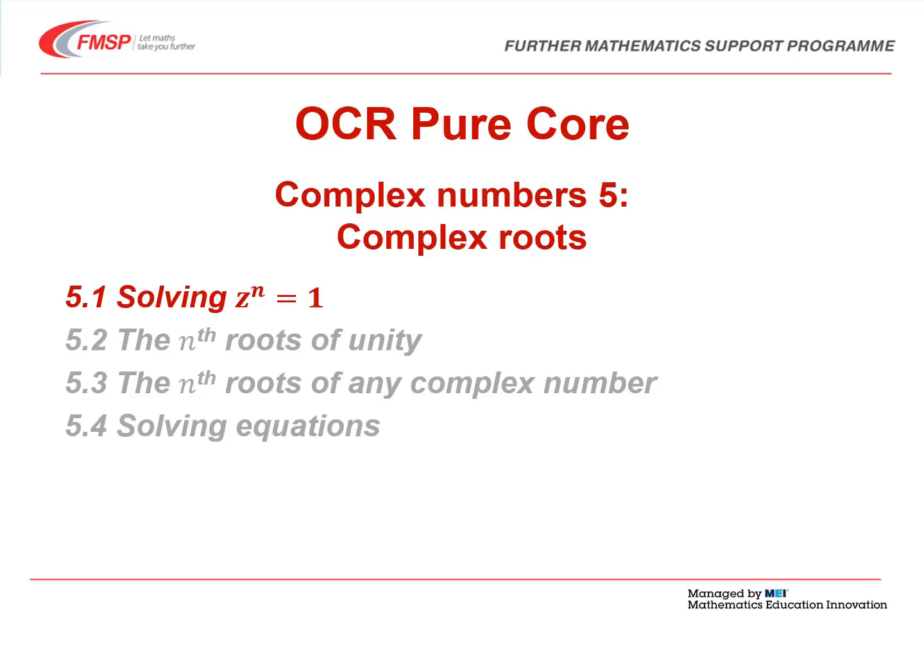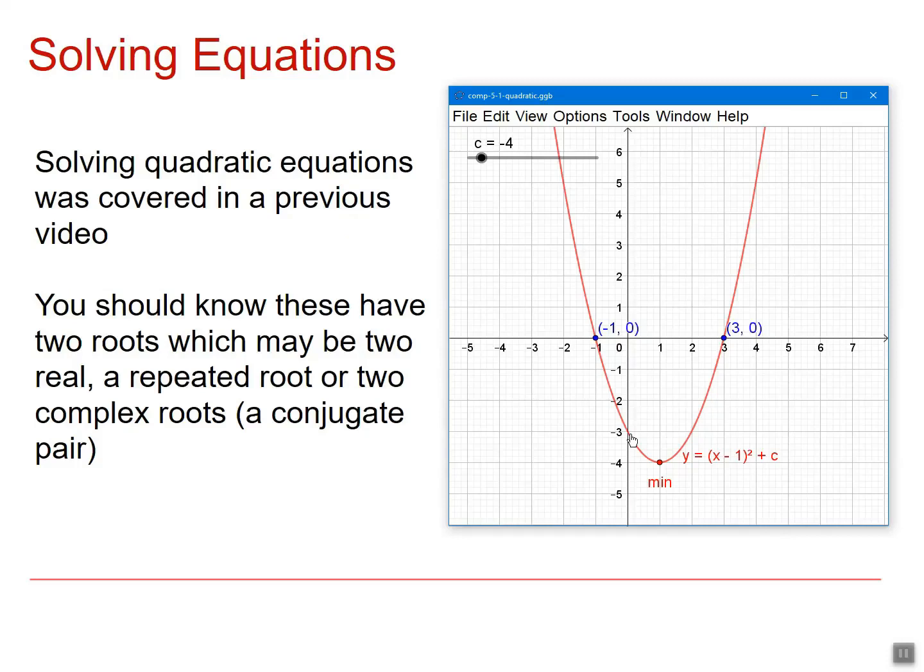This is a video for OCR Pure Core Mathematics, Complex Numbers 5, Complex Roots, 5.1, Solving z^n = 1. Solving quadratic equations was covered in a previous video. You should know that these have two roots.